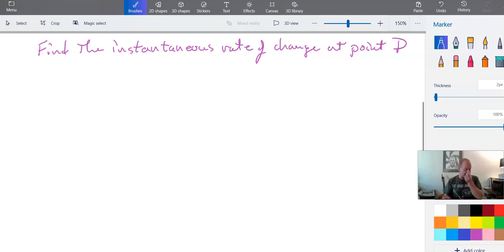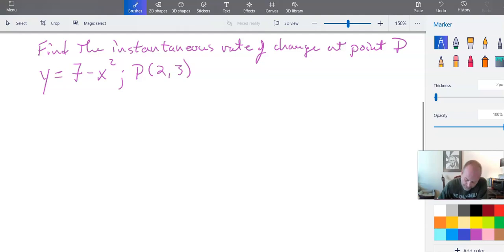So this is how the problem is presented to you. You're given a function, y is equal to 7 minus x squared, right? And you're given a point. These things are often separated by a semicolon. And the point is (2, 3). Okay, so one, it does help if you can sketch a picture of this, right?